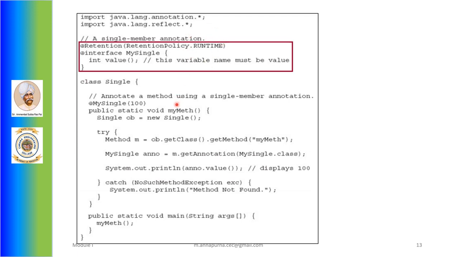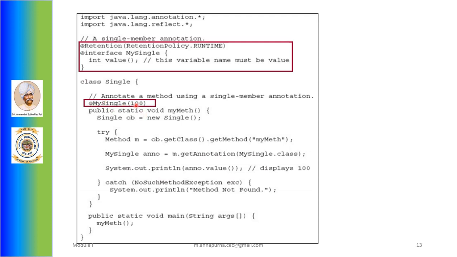Usually, when we apply an annotation to a method, we give values to annotation members. And to give an annotation member a value, that member's name is assigned a value. But a single member annotation comes with a difference. In the program, @MySingle is used to annotate myMethod. So here I have annotated myMethod with the MySingle annotation.